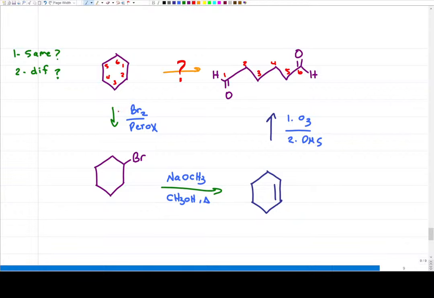The chapters to review for Br2 and peroxides, that is your radical chapter. This one right here is an E2 reaction, and this one right here is an alkene reaction.